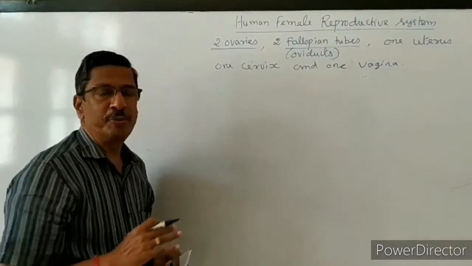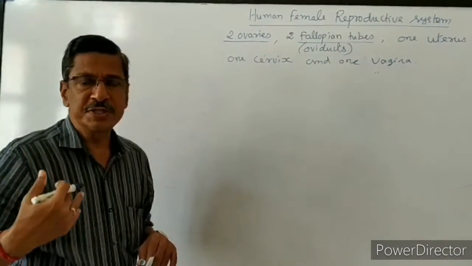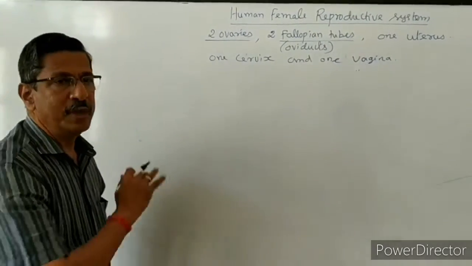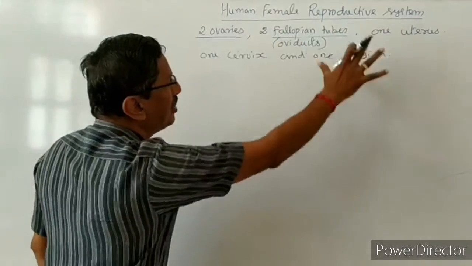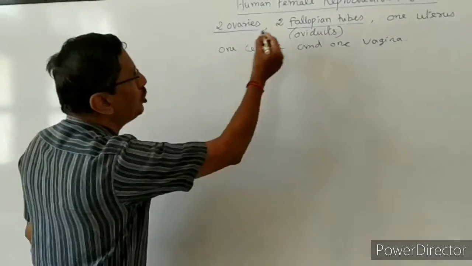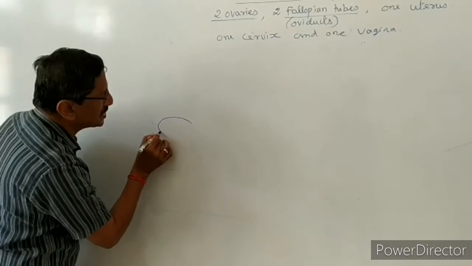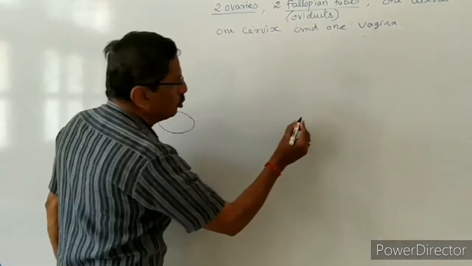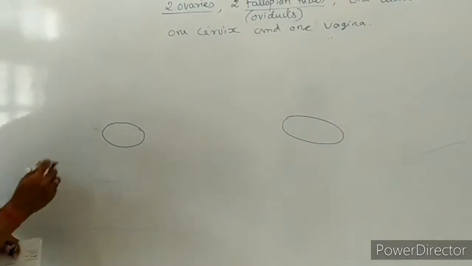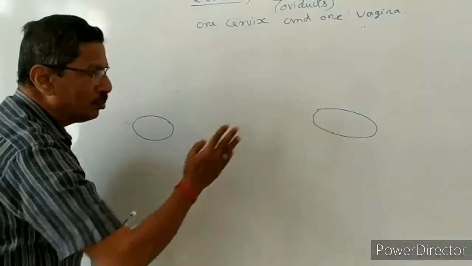The entire female reproductive system is present within the abdomen. But in the male reproductive system, the two testes are present in the scrotal sac, hanging from the abdomen. Here there are no such structures. The entire female reproductive system is situated in the abdomen of the female. Near the kidneys, a pair of ovaries are present. Each ovary is one oval-shaped structure. Like that, a pair of ovaries are present on either side of the abdomen.